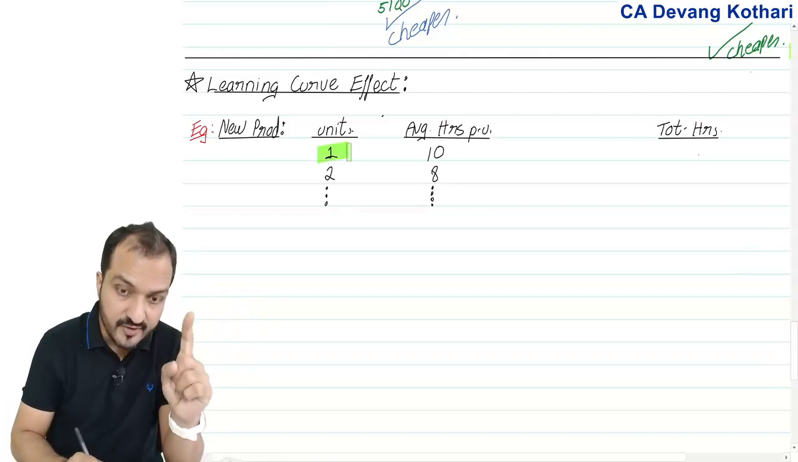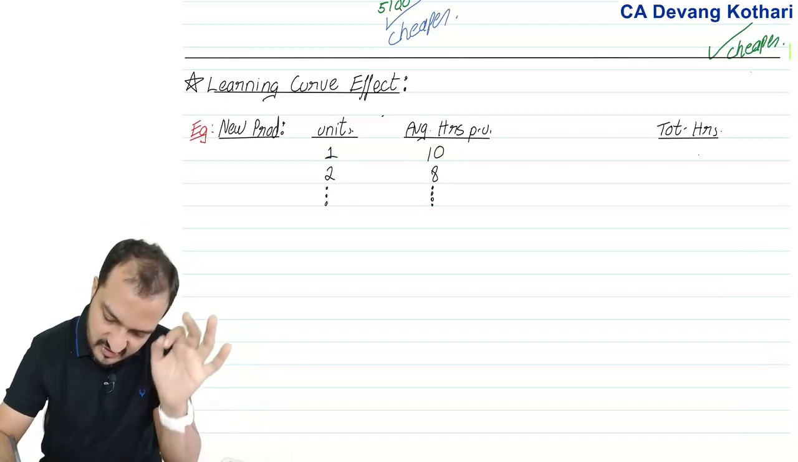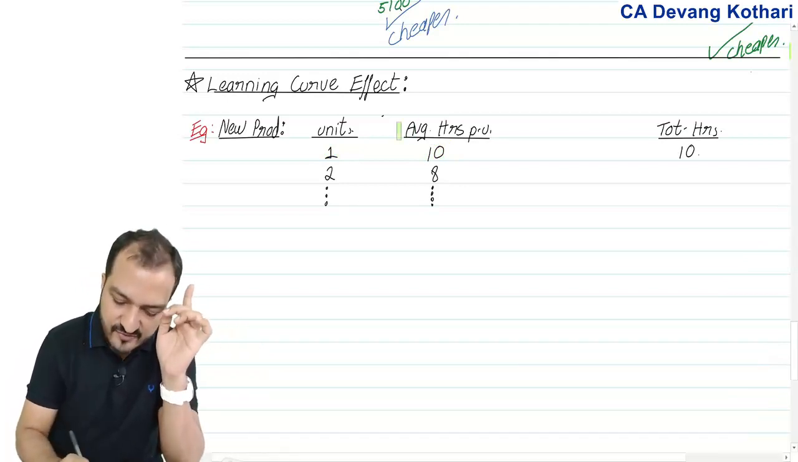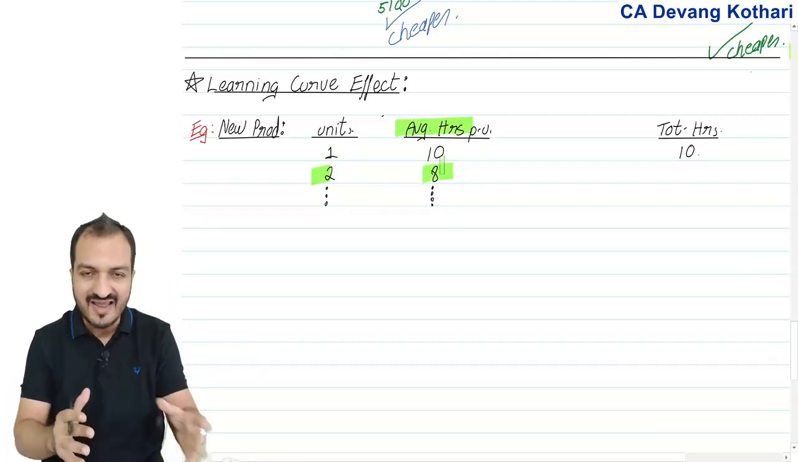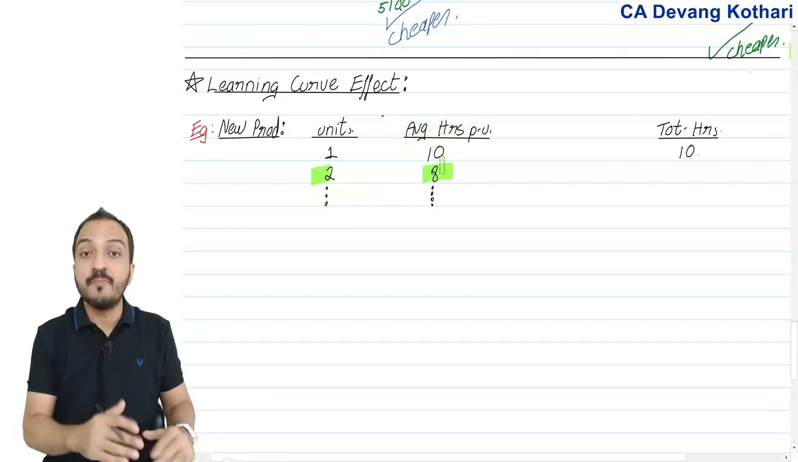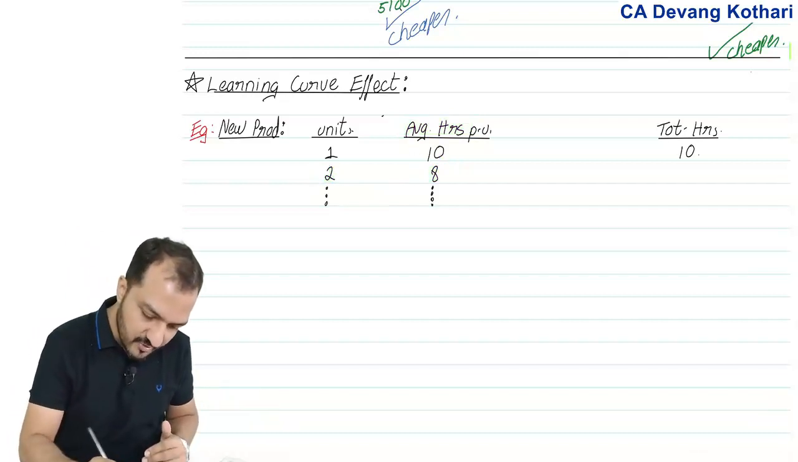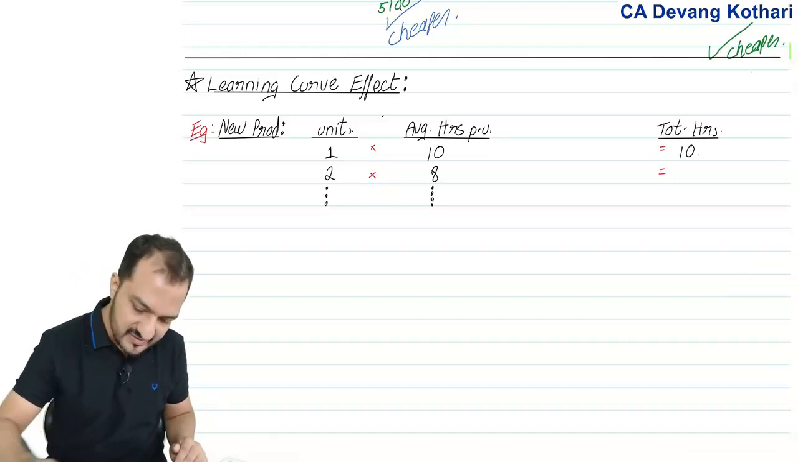For producing one unit, if the average time is 10 hours, then the total time of producing one unit is 10 hours. If the average time for producing 2 units is 8 hours per unit, on an average 8 hours are required per unit for 2 units. So the total time required is 2 into 8, which is 16 hours.